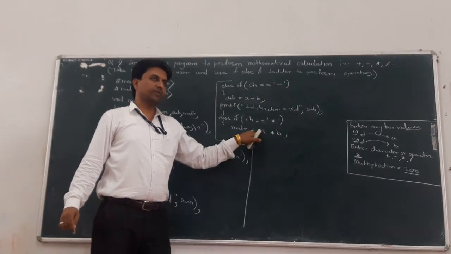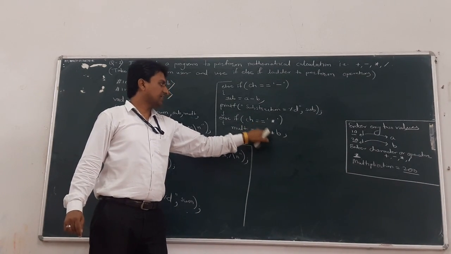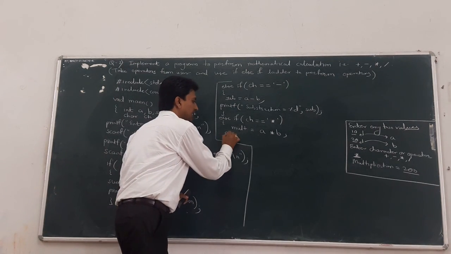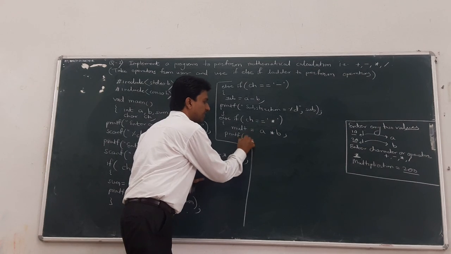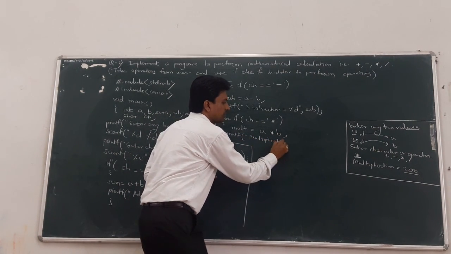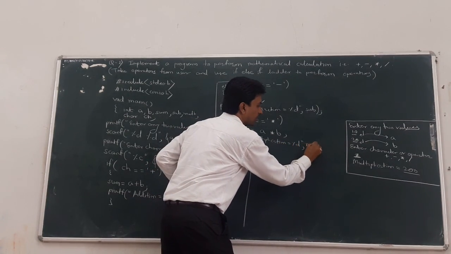This operator performs the multiplication of two operands A and B. Calculate the result, and the result is stored into the multiplication variable. Next, printf multiplication. That is printf multiplication is equal to percentage d double quotes complete comma mul.